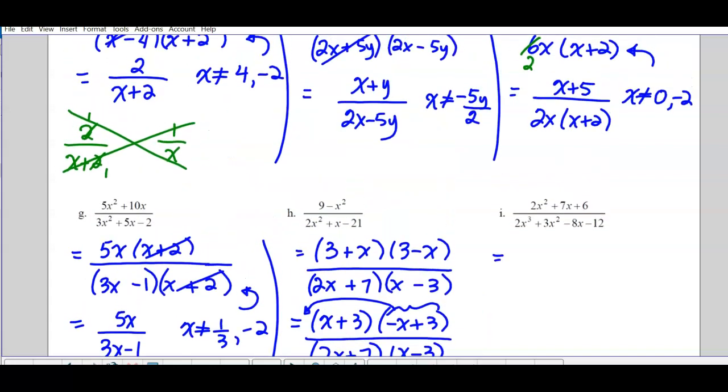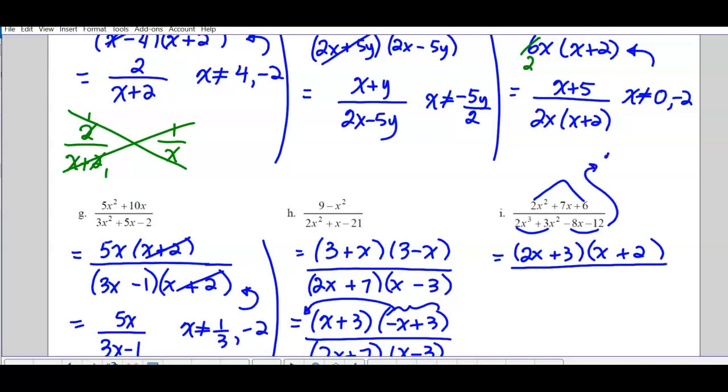And then the last one, non-simple trinomial again. Multiply to 12, add to 7, so 4 and 3. Now the next one is a factor by grouping. So I'm going to show that on the side here. That'll be x squared factors to 2x plus 3, and then minus 4 factors to 2x plus 3. So then I'll factor that out. So 2x plus 3 times x squared minus 4.